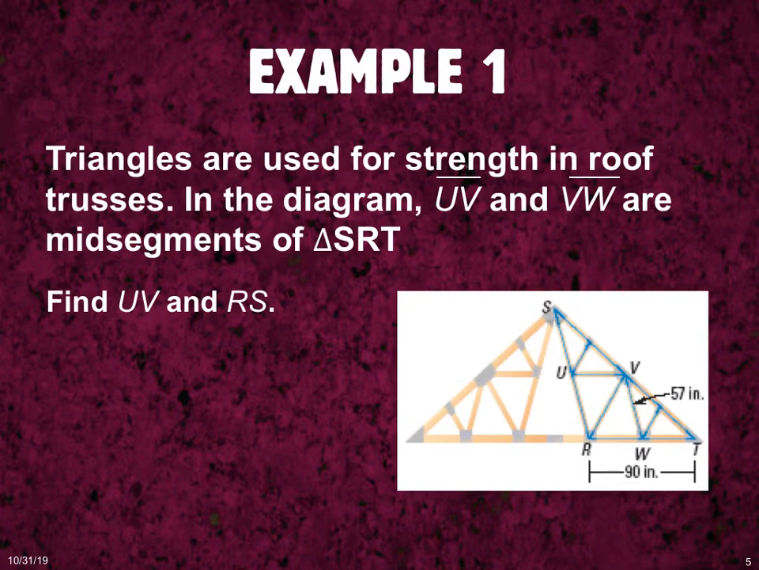So in this diagram, UV, where's UV? Here is UV right here. And VW, which is here, are mid-segments, meaning that they connect the midpoints. Here's a bunch of midpoints, and they're connecting the midpoints. So we know things about mid-segments. We know that they are parallel to the third side, and they are half the length of the side that they are parallel to. So our job is going to be to find the length of UV and the length of RS. So let's talk about UV.